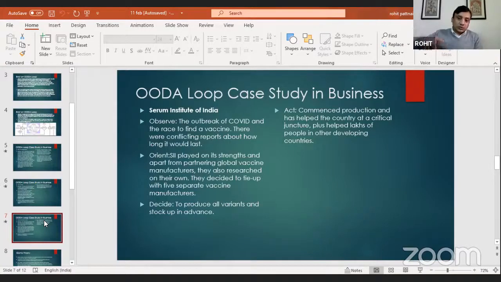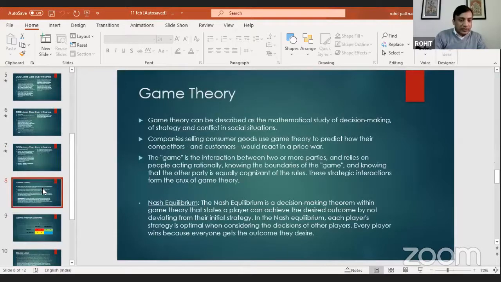So when your own thought is very clear, it shows in the final report that you put up to whoever you do. Or even if you become entrepreneurs, this is a very critical tool which will help you. Now, moving on to the next thing, game theory.